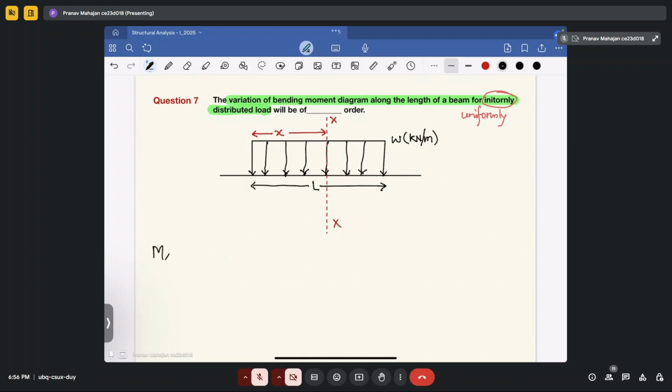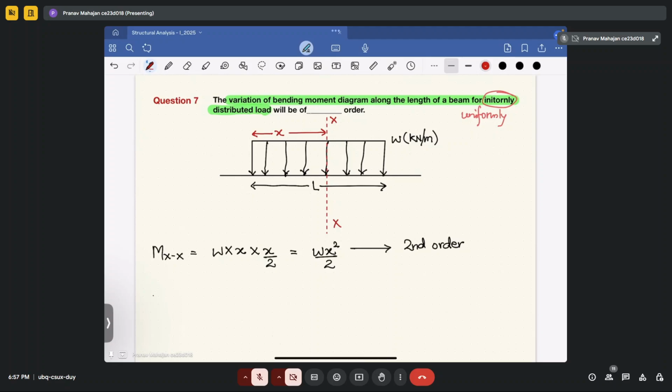So your moment at XX in case of uniformly distributed load will be equal to, first we will calculate the load. It will be equal to W into X, and at what point will it act? It will act at a distance of X by 2. So it will be equal to WX square upon 2. That means of second order.